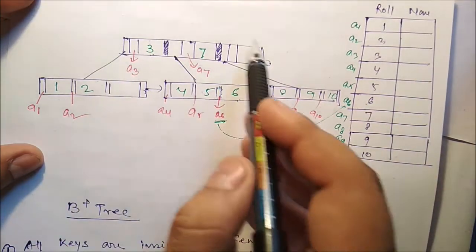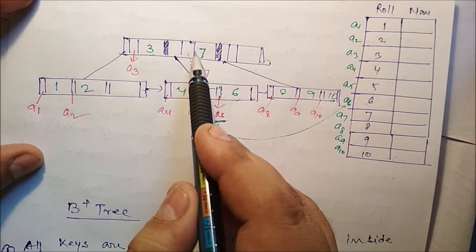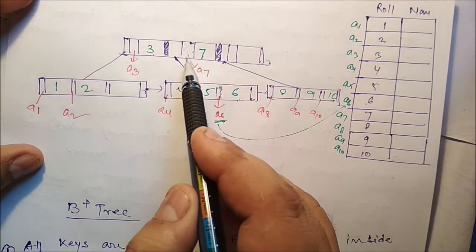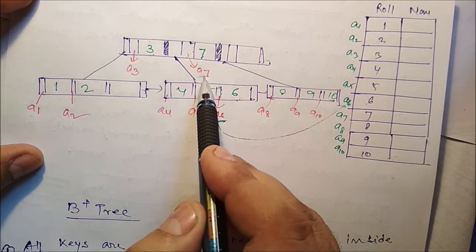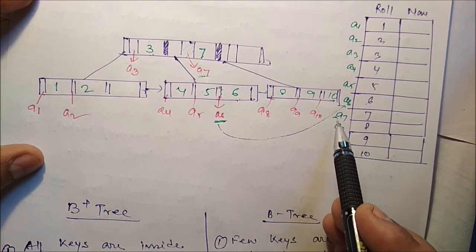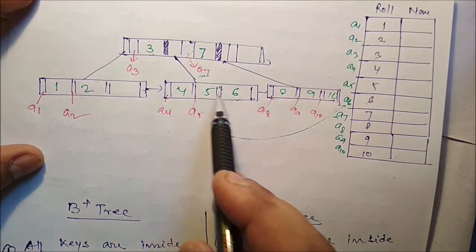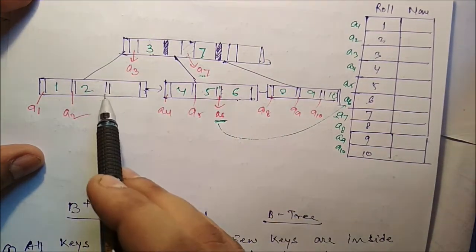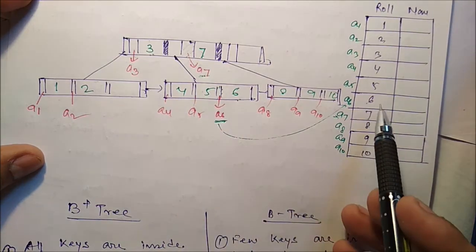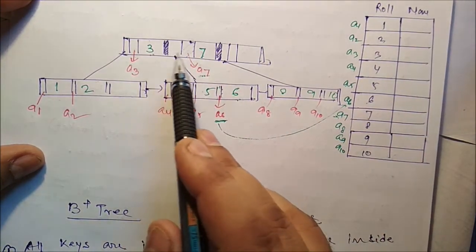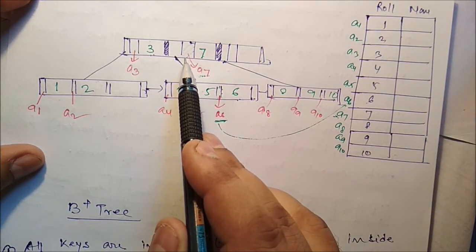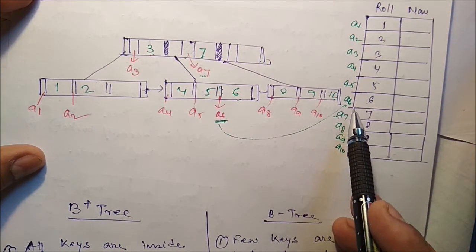Similarly, we want to know about roll number 7. If you read this particular part, 7 is there, and if you read this address part you can directly jump to A7, that is nothing but this address. So there is no need to move down to the leaf node. Before that we can get the information. From here we can jump directly to the address of this particular record.